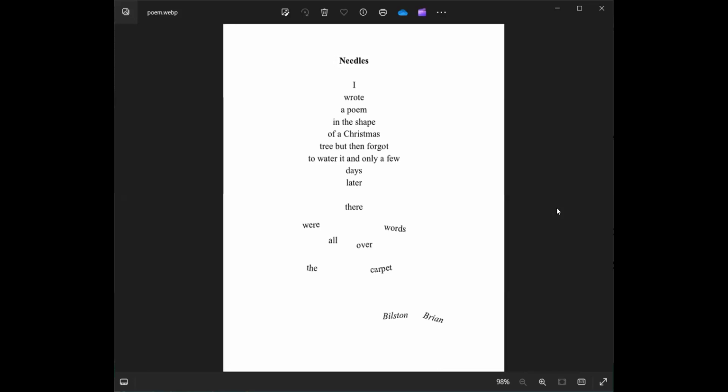This is a poem called Needles by a poet called Brian Bilston. And it says, "I wrote a poem in the shape of a Christmas tree, but then forgot to water it. And only a few days later, there were words all over the carpet." So what features of fictional writing can you see there? Some of the features are particular to poetry.